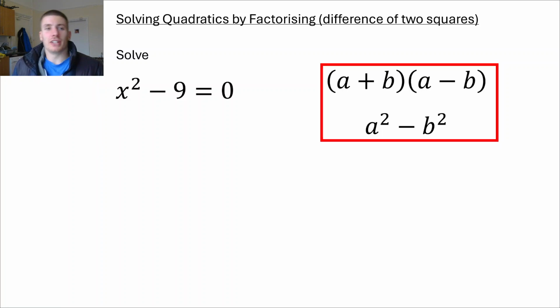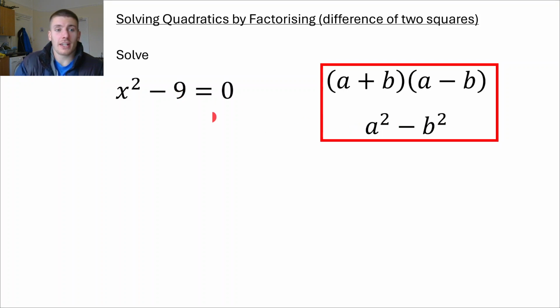Okay, so we're beginning by looking at solving quadratics by factorizing, by looking at a difference of two squares example. Okay, so what does that really mean? The difference of two squares is where your quadratic, this part here, is in the form a squared take away b squared. So you can see here we've got something squared, we've got x squared, take away something else squared, or 9 is the same thing as 3 squared.